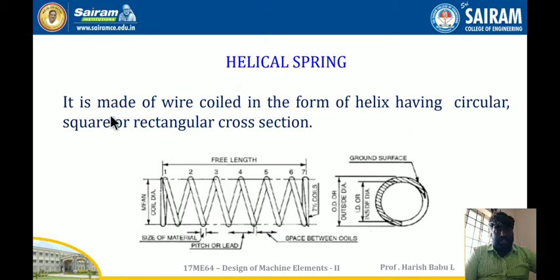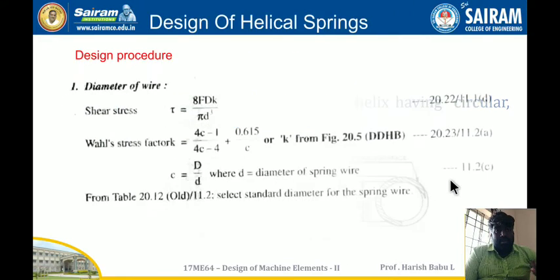Helical springs are made up of wire coil in the form of a helix having a circular, square or rectangular cross section. You can see the free length, the coil diameter, and the size of the material, and from the top you will see the circular shape. So what is the procedure you want to follow for designing? The procedure I want to explain is for circular helical springs.